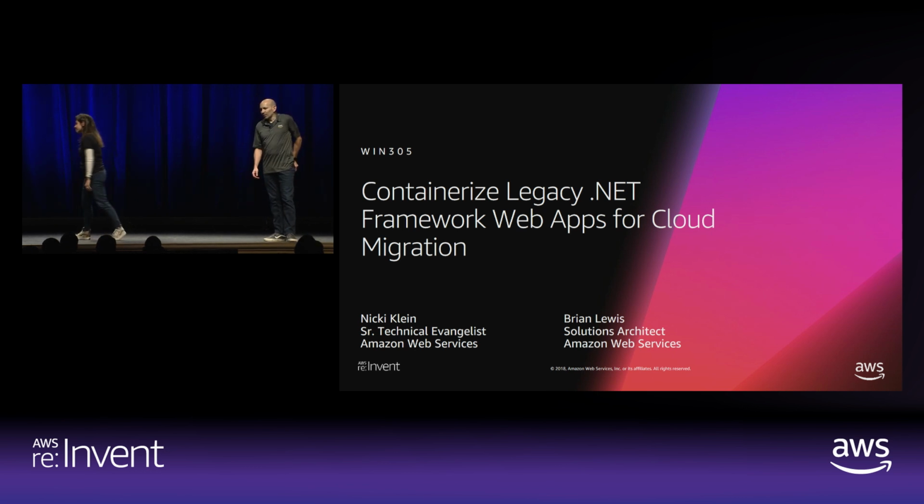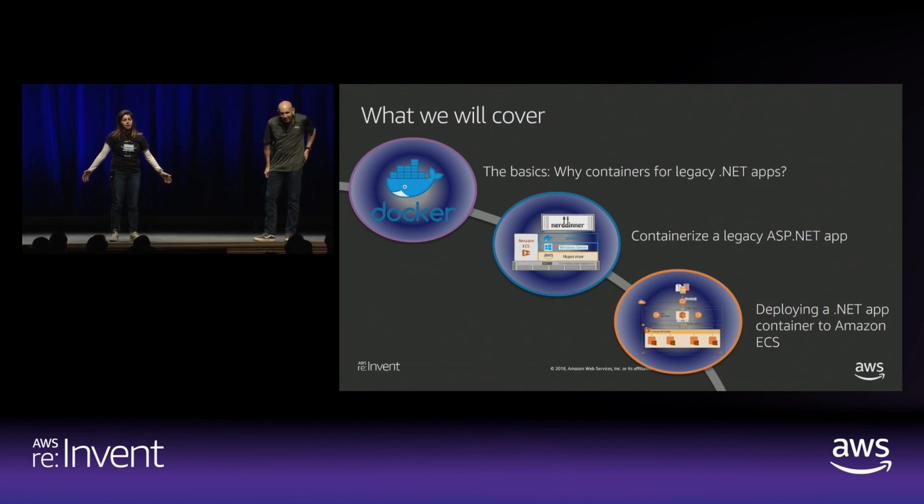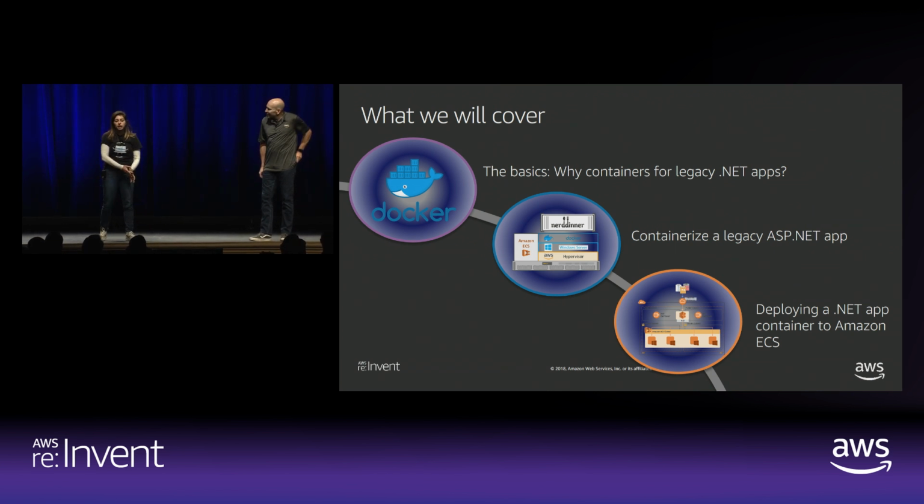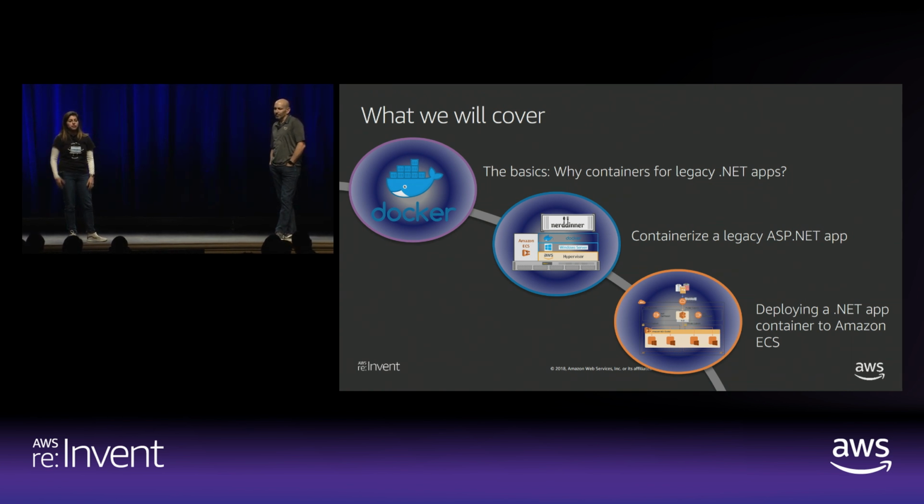Oh, I should probably forward the slide. So what we're going to cover today is obviously the basics: why containers for .NET applications, how to containerize your legacy .NET application, and then how to deploy it and get it running on ECS. We're going to cover all of them, hopefully in enough detail to get you started, and then if you have more questions at the end, we'll definitely take them.